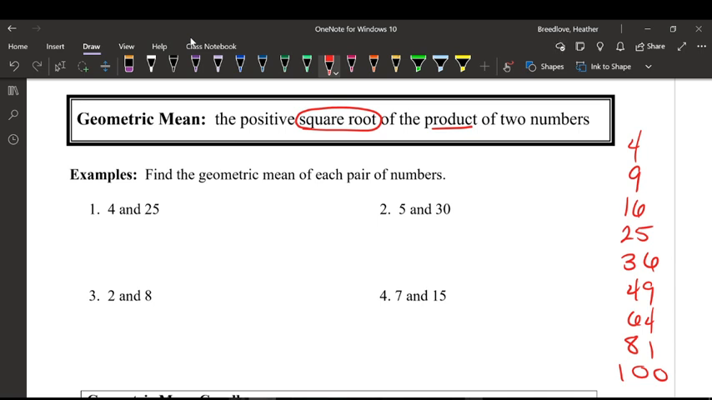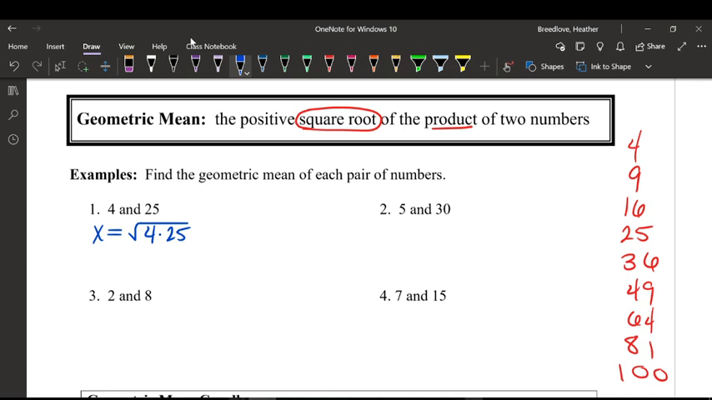So to find the geometric mean of the pair of numbers, I'm going to call that x, it equals the square root of the product of those numbers. So x equals the square root of 4 times 25. Now, like what we went over yesterday, we could either multiply those together and take the square root, or we could take it separately. Anytime I see a perfect square, I like to go ahead and take the square root of that number before multiplying.